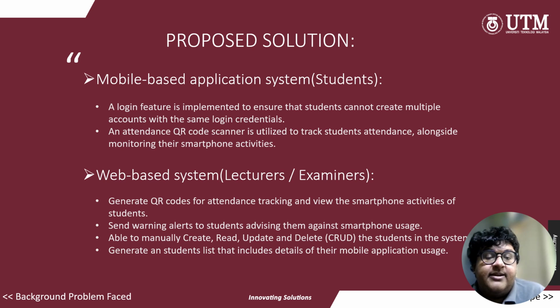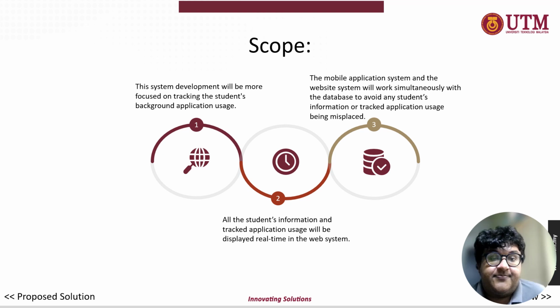On the other hand, there is a web-based system for the lecturers and examiners. So what can they do? First, they can generate QR codes for attendance tracking and view the smartphone activity of the students. Second, send warning alerts to students advising them against smartphone usage. Third, manually create, read, update and delete students in the system. Fourth, generate a student list that indicates the details of the mobile application usage.